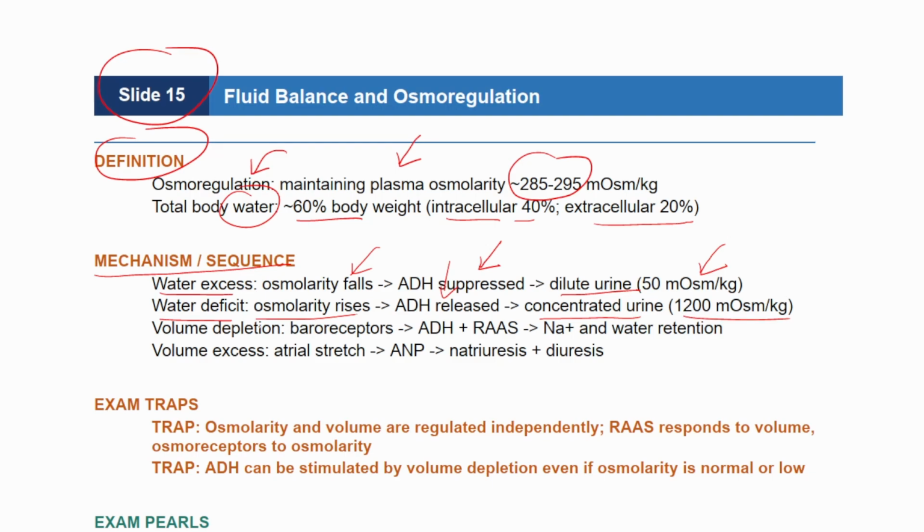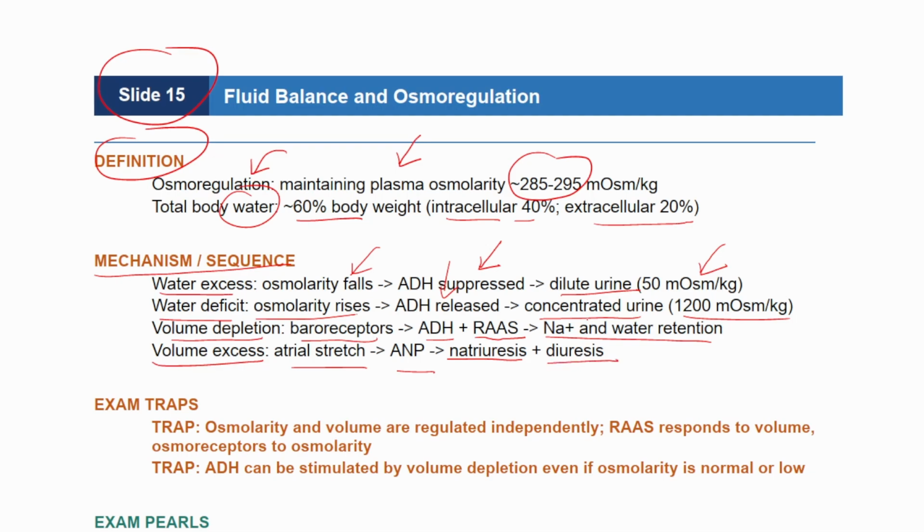Beyond pure water shift, a state of volume depletion activates baroreceptors, which stimulate both ADH and the renin-angiotensin-aldosterone system, to drive coordinated sodium and water retention. On the flip side, a state of volume excess causes mechanical atrial stretch in the heart, releasing atrial natriuretic peptide or ANP, which promotes rapid natriuresis and diuresis to lower blood volume.